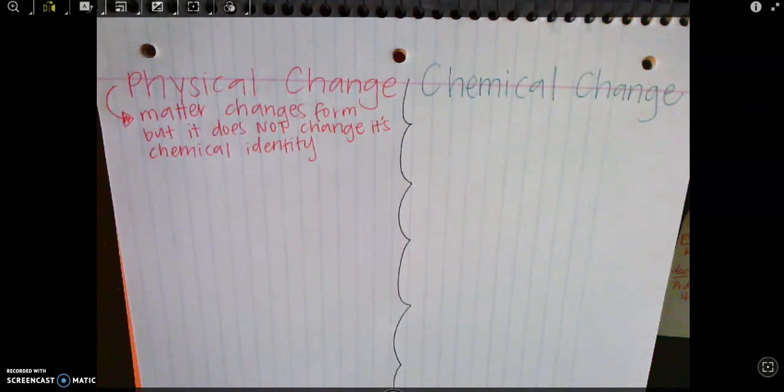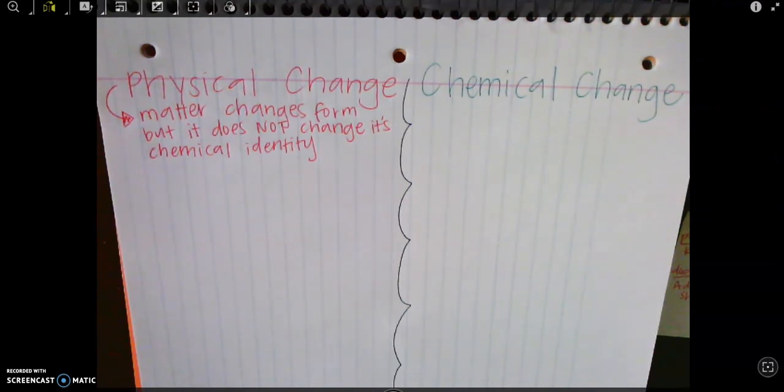The same goes for changing states of matter. So if I take an ice cube and I melt it down into water, it's still just water, whether it's a frozen ice cube or liquid water. All it's done is change its state of matter, but not change its chemical identity.